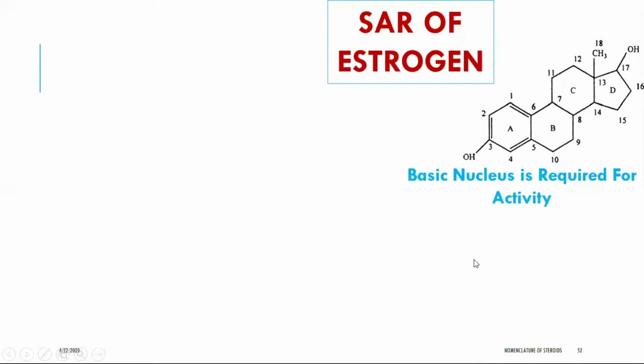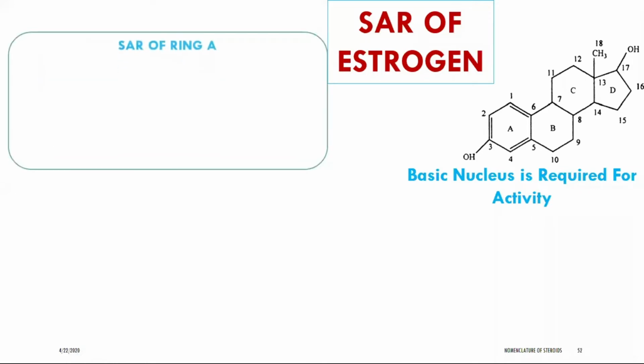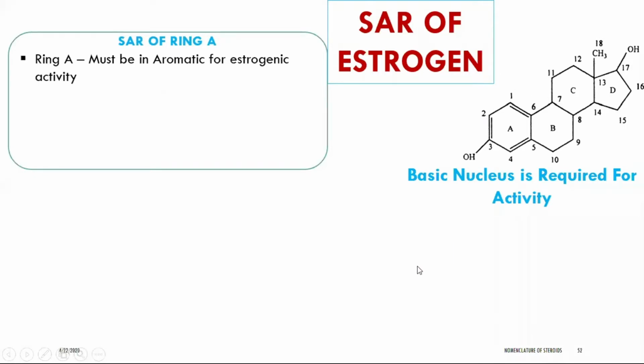So the first SAR point is that the basic nucleus is required for activity. Now what is the basic nucleus? That means the estrone nucleus is required for activity. Now the SAR points related to ring A, that means this aromatic ring system. For being an estrogen, ring A must be aromatic for estrogenic activity. If there is a loss of aromaticity, then there will be a loss of activity. The OH group at the third position is essential for the activity.